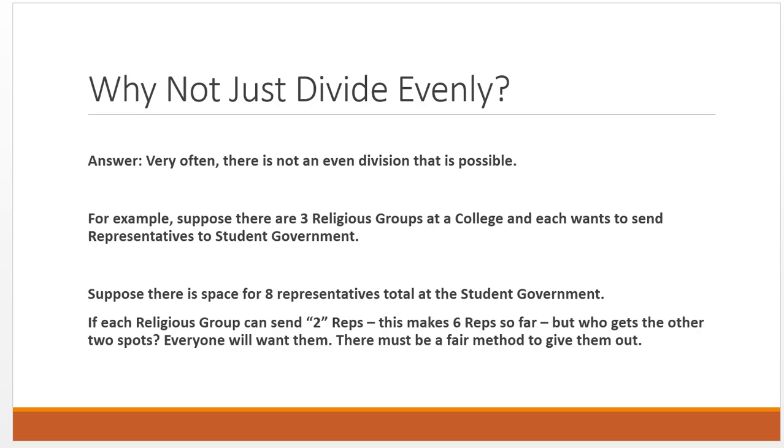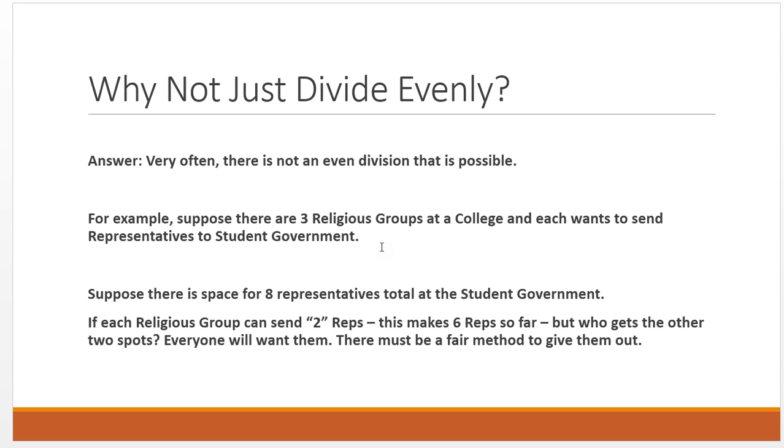For example, let's say you have 3 religious groups at a college and each religious group wants to send representatives to a student government. And suppose there's space for 8 representatives at the student government. Now, if each religious group gets 2 representatives, that gives us 6 total, but we still have 2 more spots. But we have 3 religious groups. And as you can imagine, especially with states and Senate and House, everybody wants to send people.